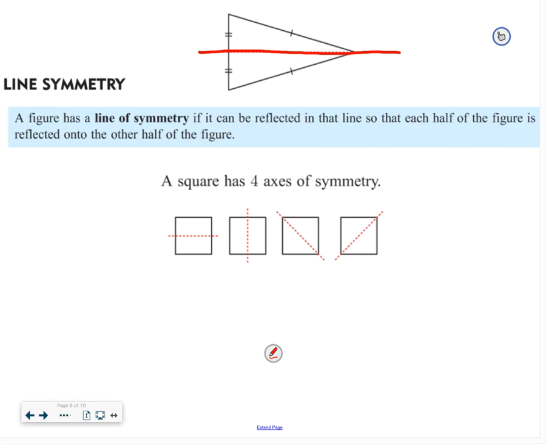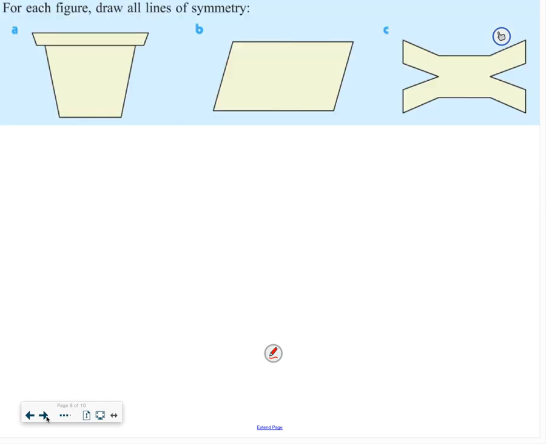There can be multiple lines of reflection. If we look at a square, we have 4 different lines of reflection. They can be folded 4 different ways, and it'd be the same on both sides of the line. If we were given these figures, we could draw lines of symmetry. This flower pot looking figure is going to have a line of symmetry, so we could fold it down there. Maybe it's a little off there. It should be right in the center, about there.